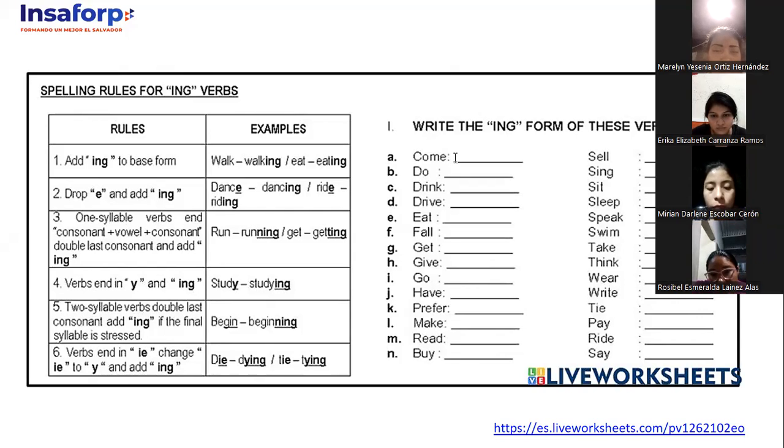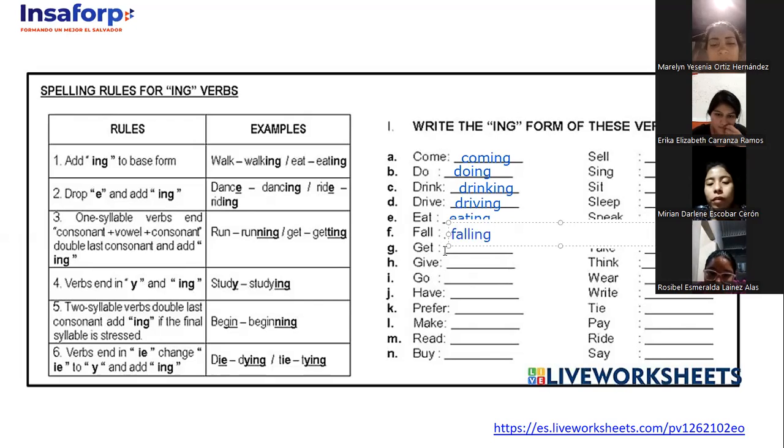Come. I delete the e: coming. Right? Come, coming. Doing. Drink. Drinking. Driving. Eating. Fall. Falling. Getting. Okay, ¿qué regla voy a aplicar con getting? Double T. Double T. Give.